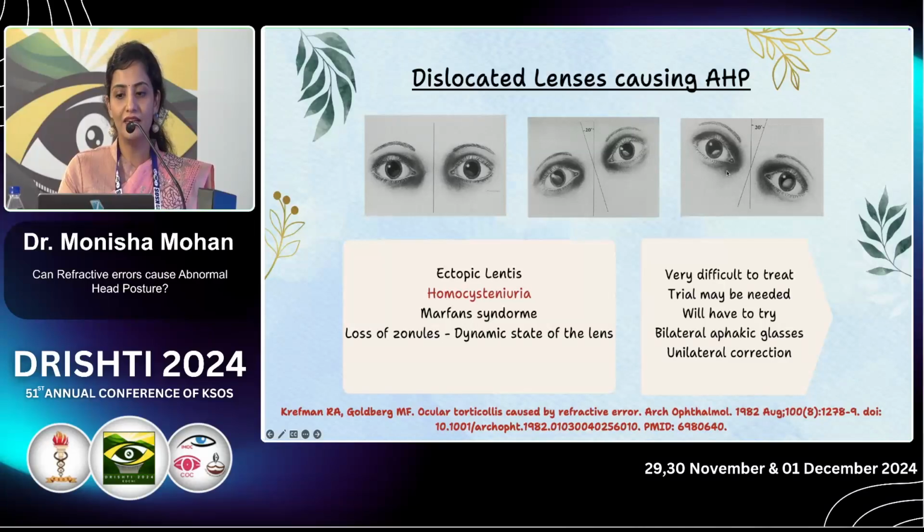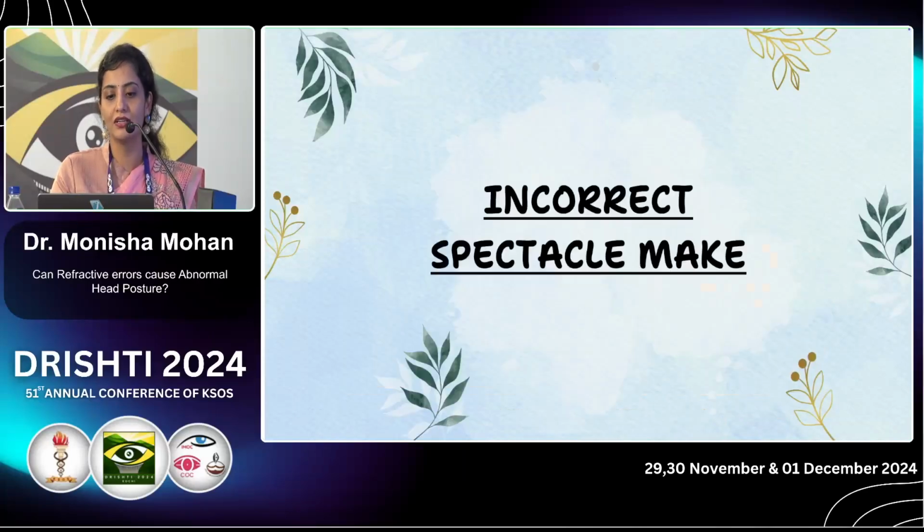The patient has a left head tilt, the lens kind of tilts to the left. So these patients are very, very difficult to treat. A trial may be needed, and you'll have to give them glasses, send them home, and check for the best vision and for the AHP. If they're having no difficulties, then they can dispense it. Otherwise, we'll sometimes have to give a unilateral correction.